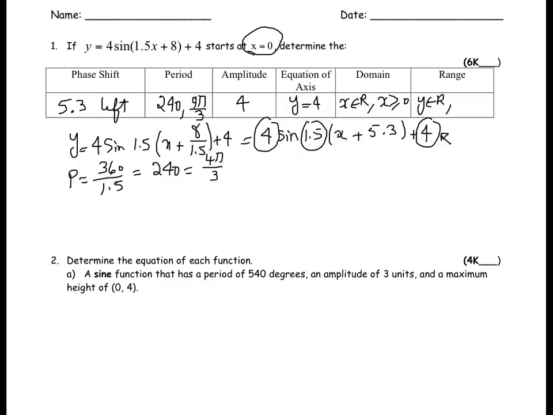Now, if you look at the equation for y, you can see that the maximum value of the function is when sine is 1. So you get 4 plus 4 is 8. So y has to be less than or equal to 8 and greater than or equal to the minimum. The minimum value is when sine is negative 1. So you get negative 4 plus 4, which is 0.